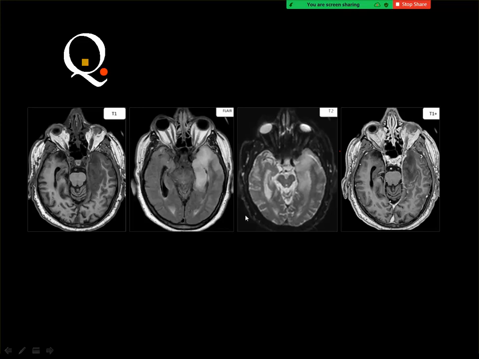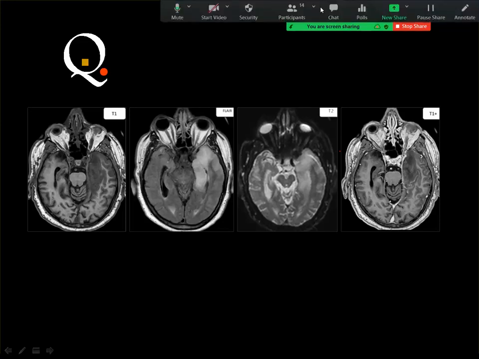And this case is T1, FLAIR, T2, and the contrast enhancement. If you are asking me about the history, and this is Caesars and Phoebe.